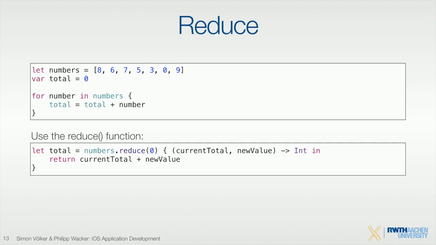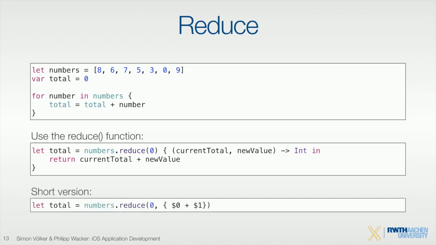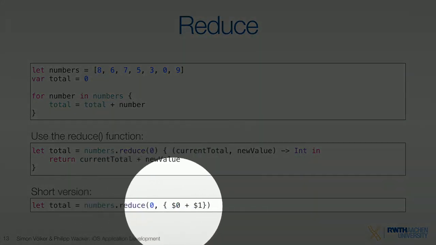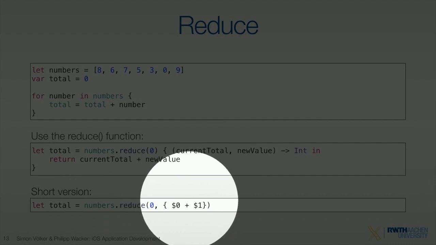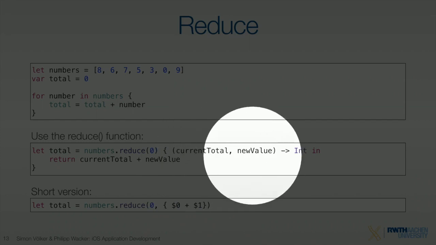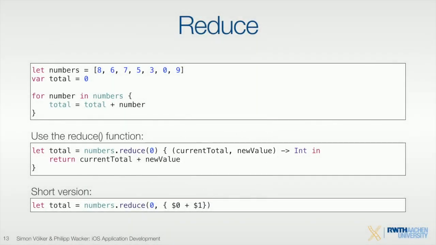So again, I can simplify that by just having the starting value and then the adding operation, by having the first parameter added to the second parameter that I'm passing over. So it's a simpler version there.